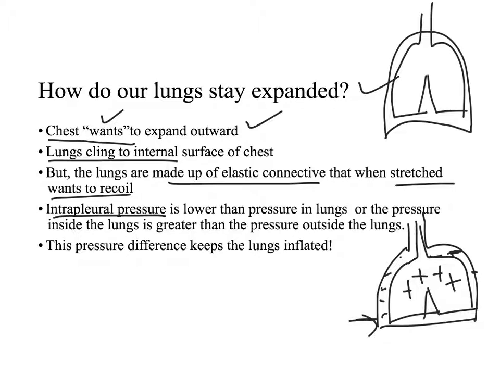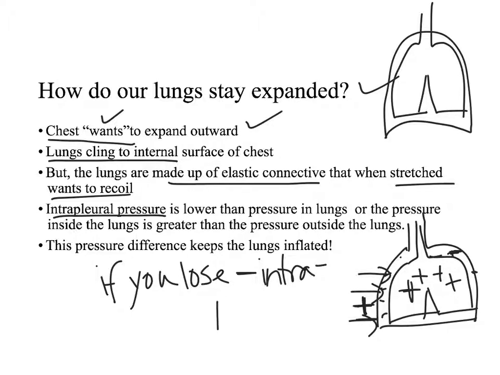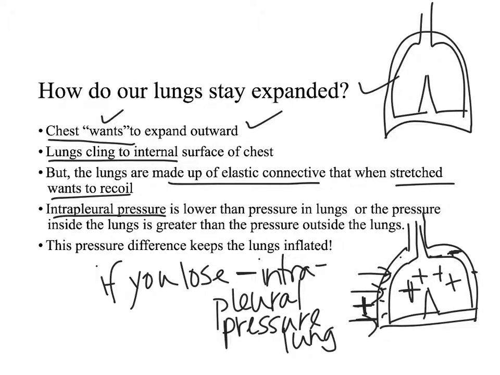Now what can happen is if you get stabbed, or something happens to your thoracic wall, this pressure is going to equalize, and your lungs will collapse. So if you lose the negative intrapleural pressure, lungs collapse.